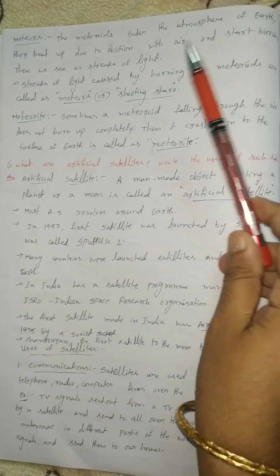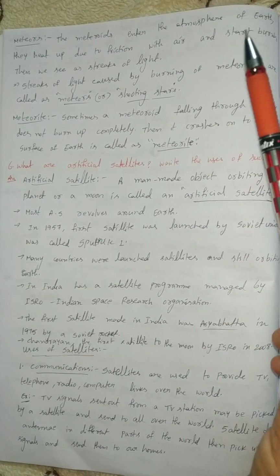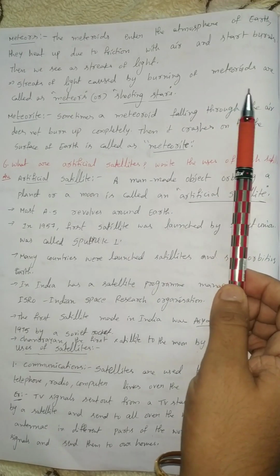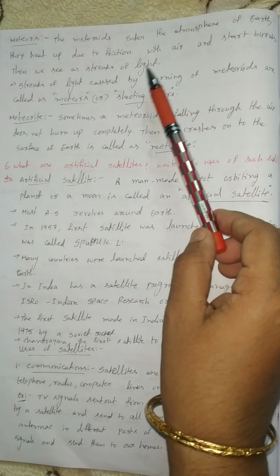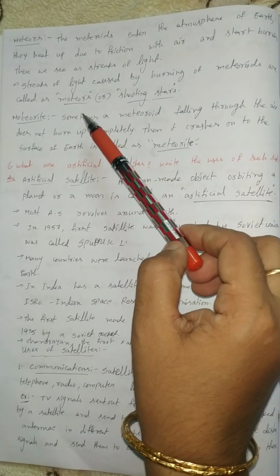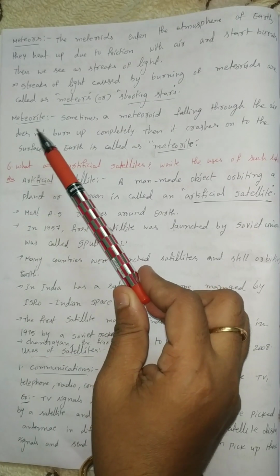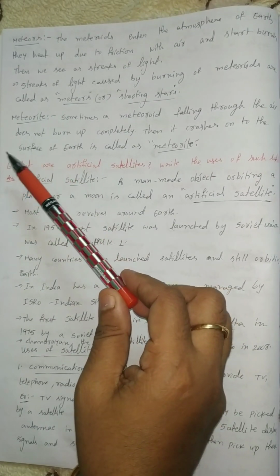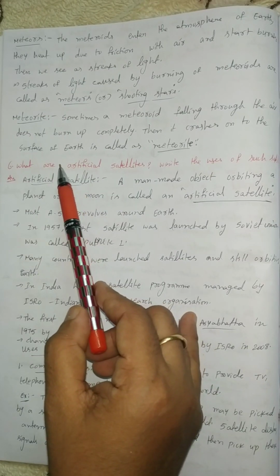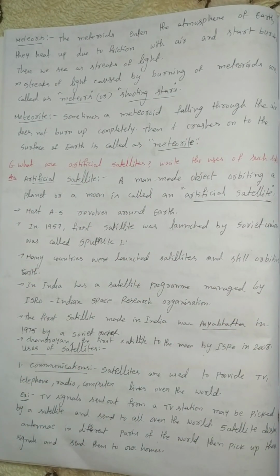So it is called a meteorite. So meteoroids means the small pieces of rock, and meteors means the burning of the pieces, or shooting stars. And what is called a meteorite? They are the ones that crash on the earth's surface. This is the difference between these three.